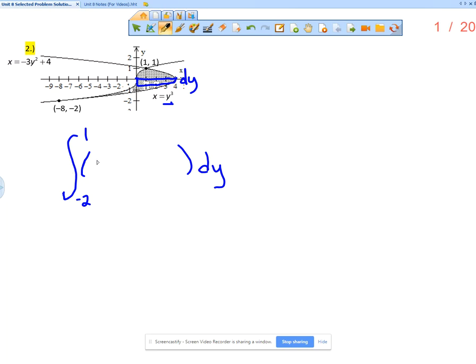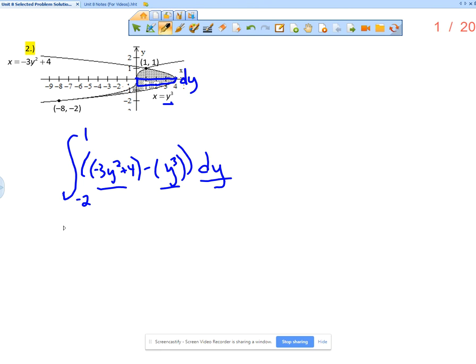Now we also need to think about the upper boundary of the region, which is this parabola. That's going to be my -3y squared plus 4, and then we're subtracting the lower boundary of the region, which is the y cubed. Remember, if we're integrating with respect to y, only y's can be inside of my integrand. So now this is correct.